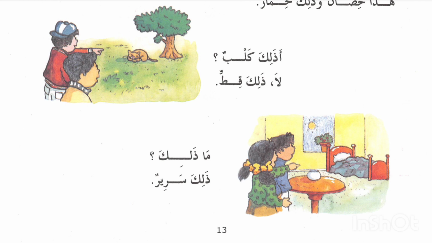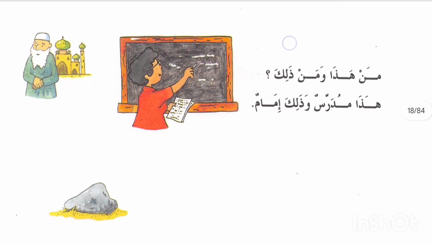أذلك كلب is that a dog. لا ذلك قط no that is a cat. ما ذلك what is that. ذلك سرير that is a bed. من هذا who is this. ومن ذلك and who is that. هذا مدرس this is a teacher. وذلك إمام and that is a imam.